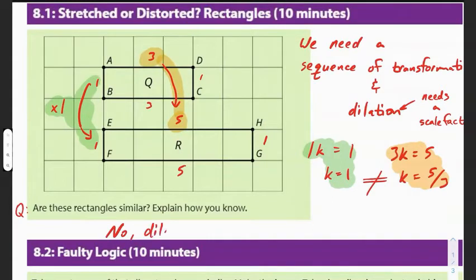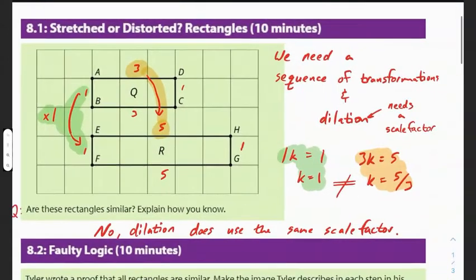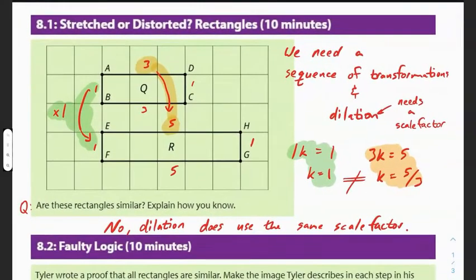Dilation right here does not use the same scale factor. That's probably a good dead giveaway that something horribly wrong has happened in this situation. And even if you look at the title, it says stretched or distorted, definitely stretched. R is definitely being stretched like taffy horizontally. Meanwhile, vertically, nothing's changing.